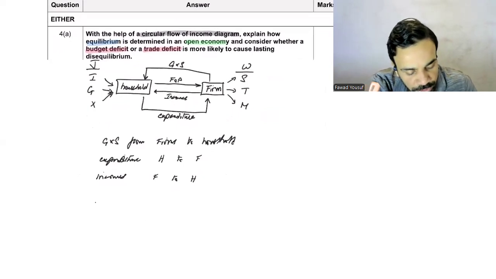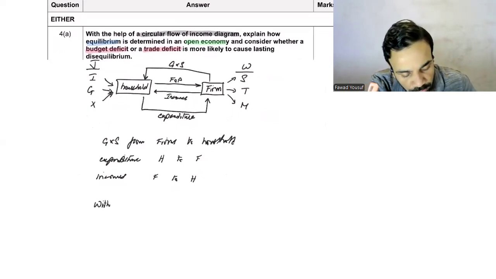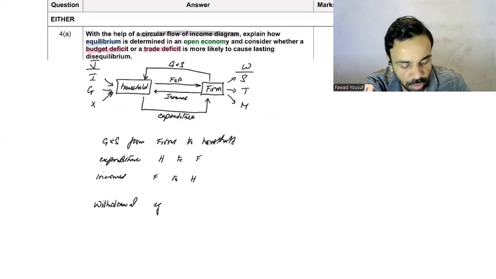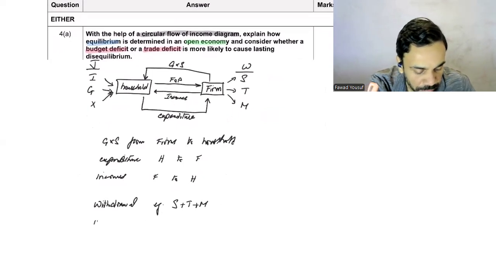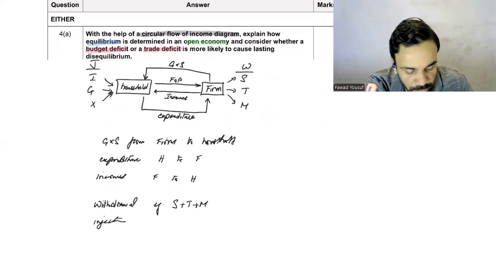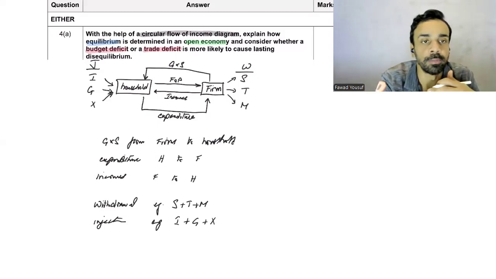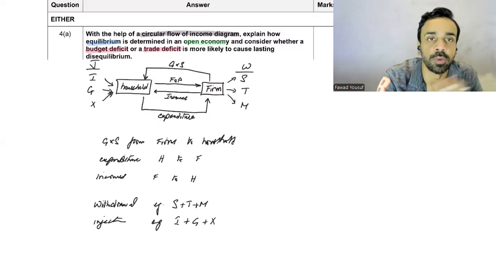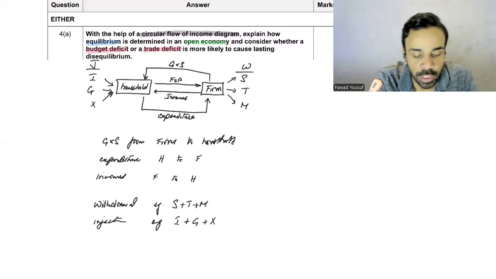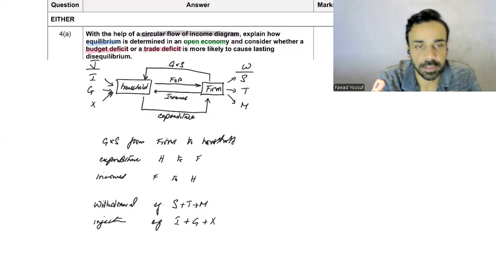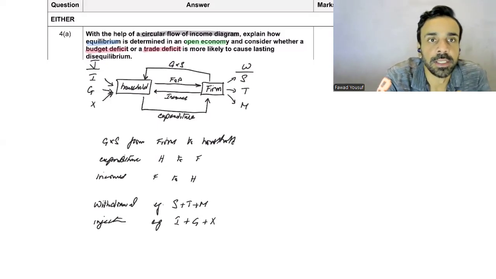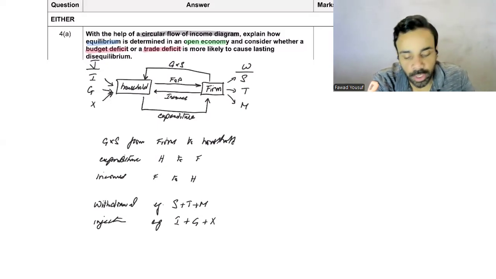Uske baad, we should definitely mention what withdrawals are with their examples of savings, taxes, and imports, and injections you must mention. So pretty much all of the things that we were doing. So we want to make sure that we are really answering the question or not? So how is equilibrium determined in an open economy?